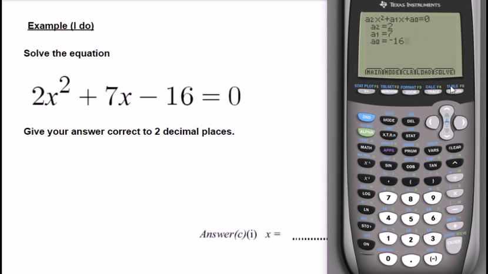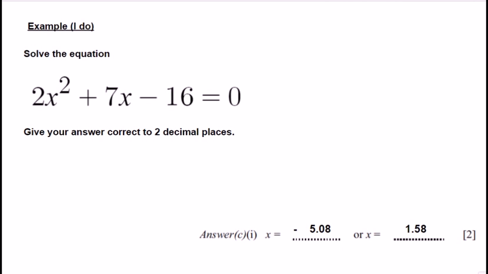So if I want to get there, I need to go here, solve, and there you go, it gives me the answer. So one of the answers there is minus 5.076033 and so on. And the other answer is 1.57603336. So I have 2 values there. I've been asked for 2 decimal places, or correct to 2 decimal places. So that is going to be minus 5.08 and 1.58, just like that.